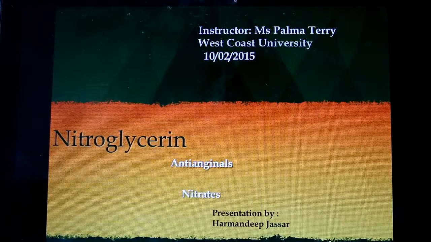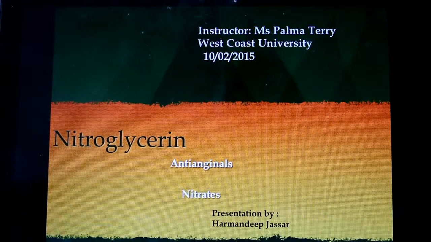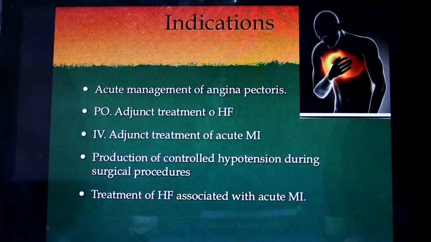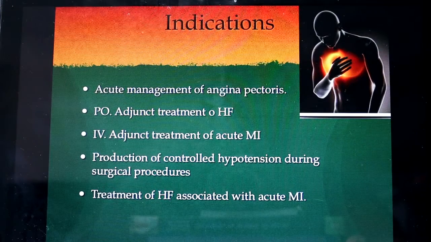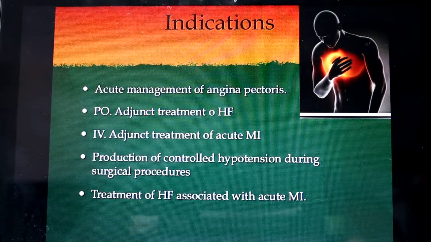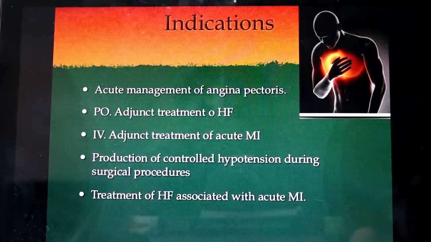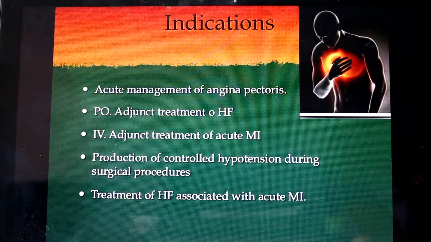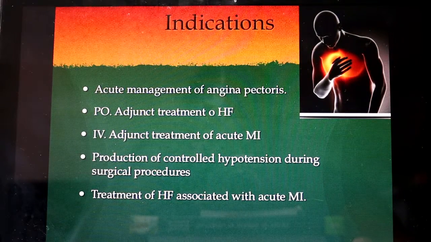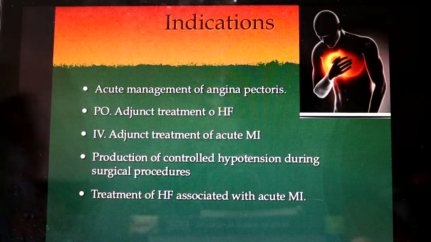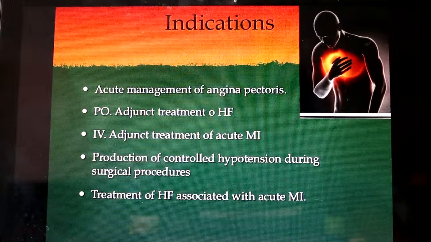So nitroglycerin is a nitrate from the anti-anginal class. What are the indications of this medication? When the patient is having chest pain, for the management of chest pain, you can give this medication. We can give nitro PO when the patient has heart failure, or IV nitro for a patient having an acute MI. And it is also used in the production of controlled hypotension during surgical procedures.